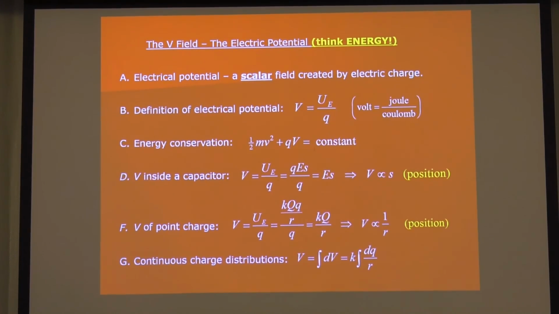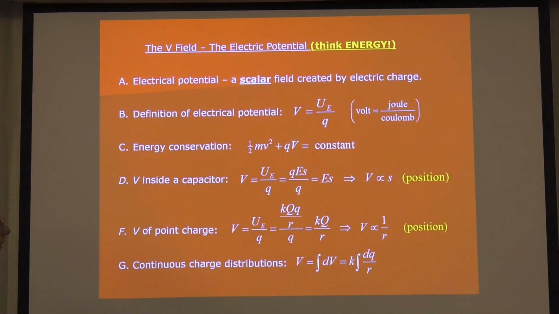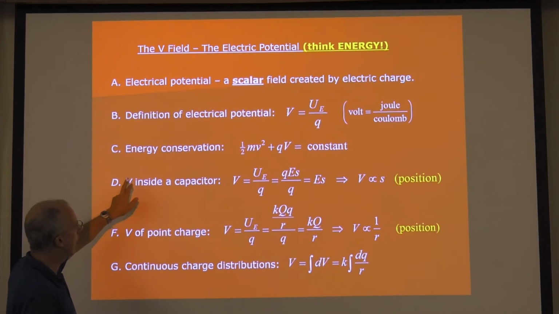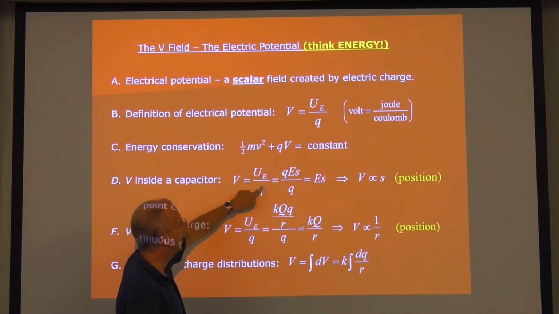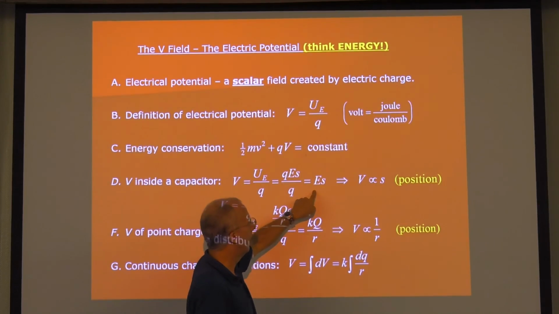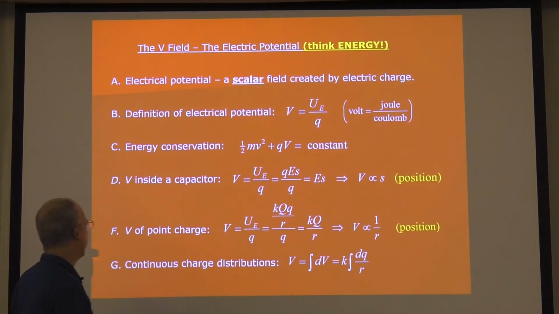Okay, here's a review of the chapter. So potential is a scalar field created by electric charge, definition, I just said that. Energy conservation: if there's no friction, which there usually isn't for our situations here, we have kinetic energy plus electrical potential energy equals constant. So we're ignoring gravity. We're saying whatever we're dealing with is horizontal. The potential inside a capacitor, again, here's the definition. The potential energy is QES, so the Q's go away, so we get ES. So the potential depends on the position. It's all just position.